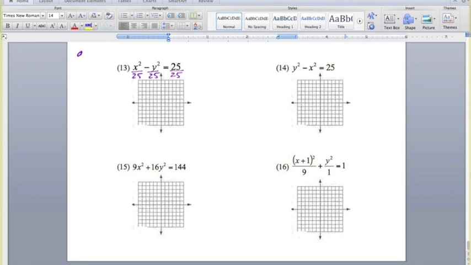Where is this hyperbola centered? 0, 0, because there's nothing being added or subtracted with the x's, so there's no h and k. Under the x is now a 25. Take the square root, so that is 5, and I'm going to go 5 in each direction for the x. Under the y is a 25, so I'm going to go 5 in each direction for the y. For a hyperbola, we make a box at those values and draw in our diagonals.